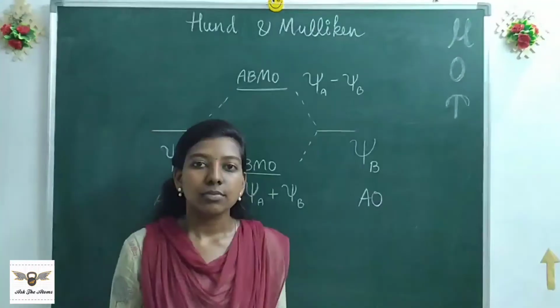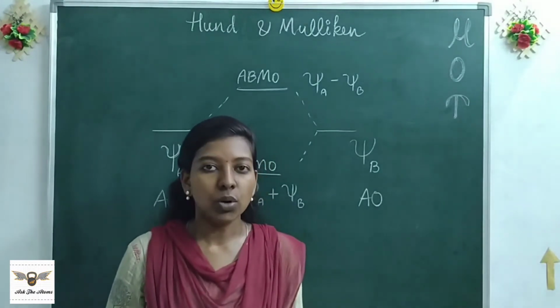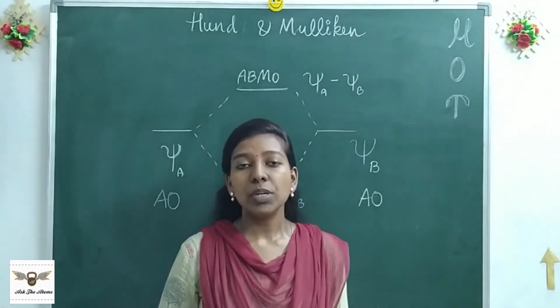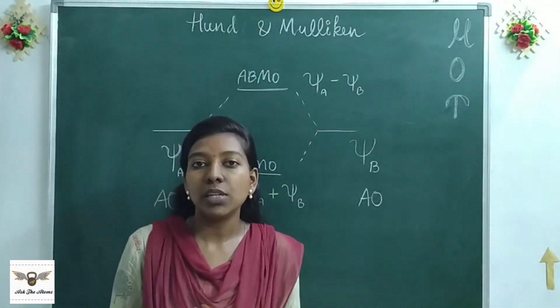Okay, come on. We are now getting into the molecular orbital theory formulated by Hund and Mulliken. These two people, you would have heard about Mulliken and Hund. Hund's rule we learned.